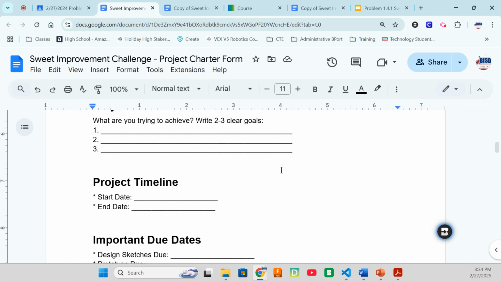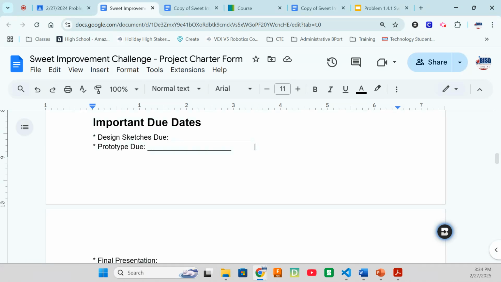Next up, project timeline. So for this, the only thing I want you to put is today's date, which is February 28th, because this is the official start day of this project. I'll give you more information on the end date when I get back.